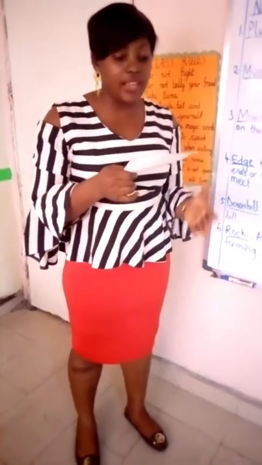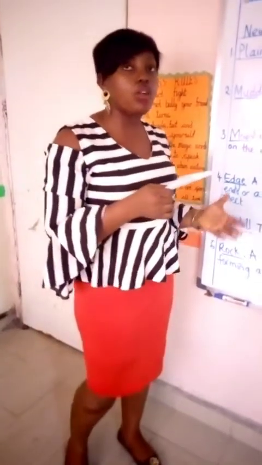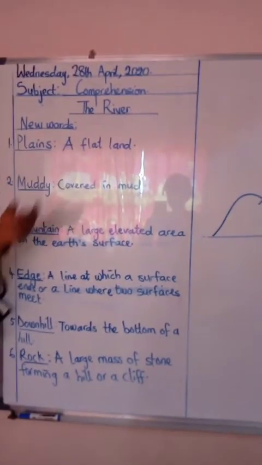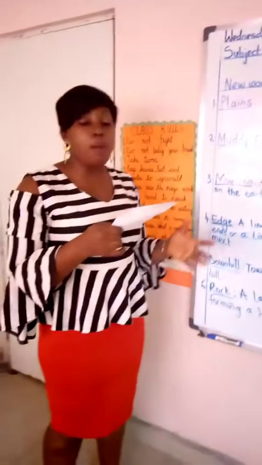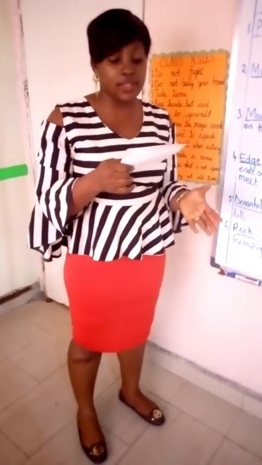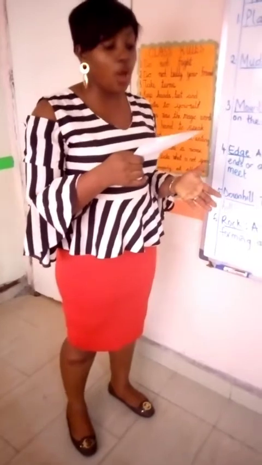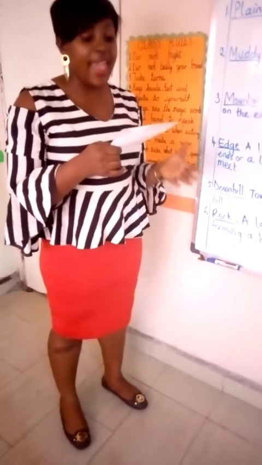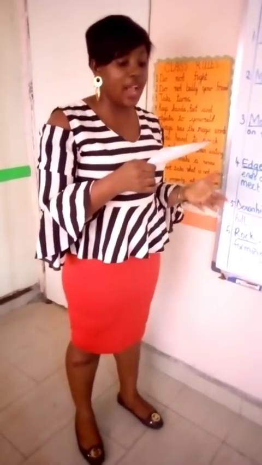When the river leaves the mountains, it winds across flat land called plains. Remember we said plains means a flat land. Beautiful. Now the river is now wider and carries more mud and sand. The river flows into a sea. At the edge of the sea, the river drops all the mud and sand that it has carried along.